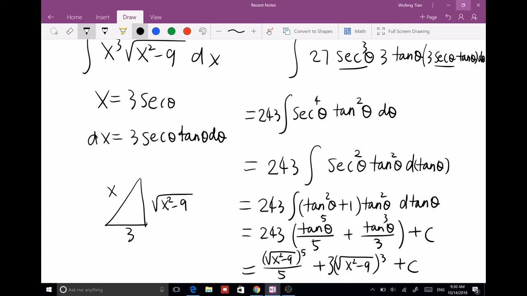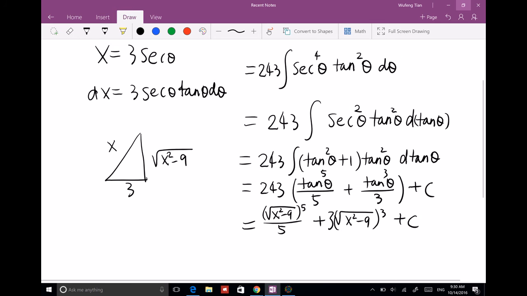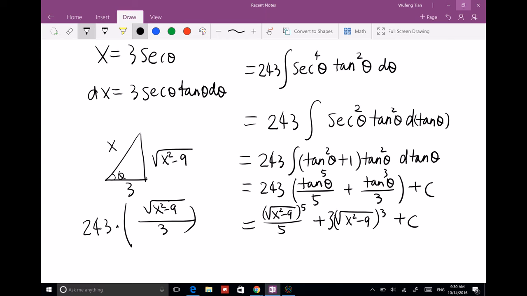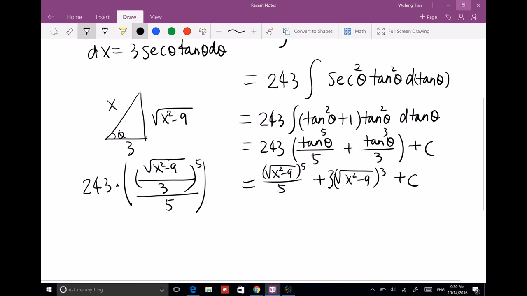I don't follow on the last step where you're replacing theta with x again. So before this, everything is good, right? Yes. So up to here, everything is right. Okay. So last part, you got 243 times tangent theta to the 5th power over 5, right? Tangent of theta is square root of x squared minus 9 over 3. Yes. And also, you need to plus 243 times the tangent to the 3rd power, which is square root of x squared minus 9 over 3 cubed, right?